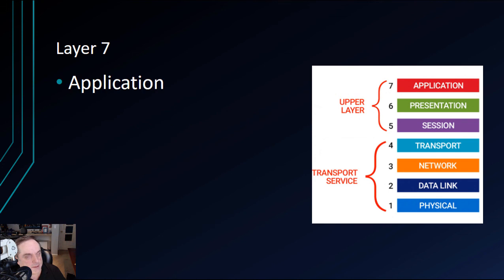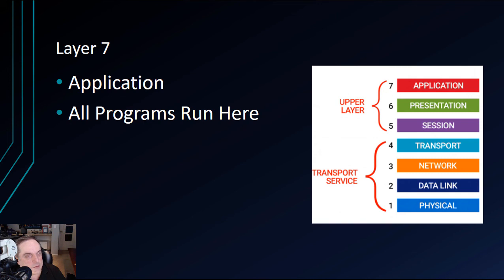Now we'll talk about layer 7, application. So what sits at the application layer? Well, everything that runs a program. If you're running Microsoft Word, or any type of program, then it's running at the application layer. If you're running a web browser, that's an application, so it runs at the application layer. Any type of application is going to run at this layer.